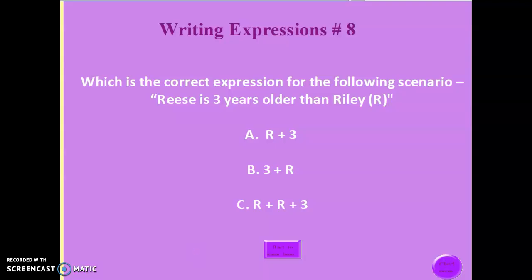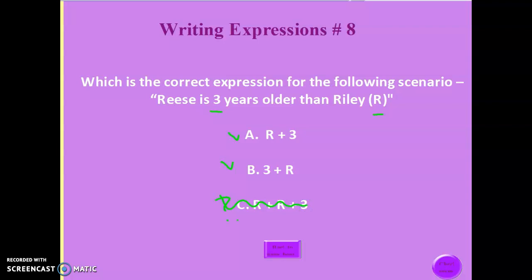All right, here we are. Correct expression for the following scenario. Reese is 3 years older than Riley. So we're looking at the two parts of my phrasing: I have the term 3 and I have a variable that's established in R. So looking below, those two options have a 3 and an R. C has too many terms, so that would not be it.